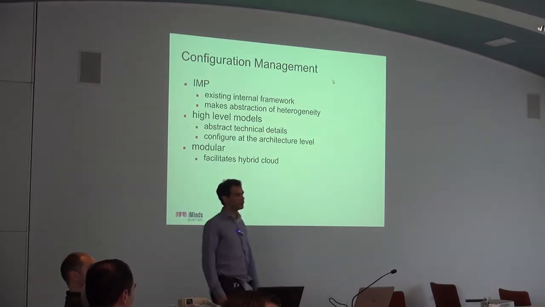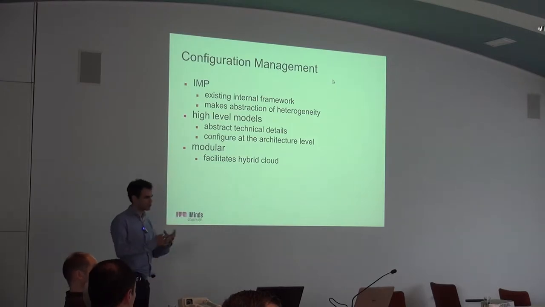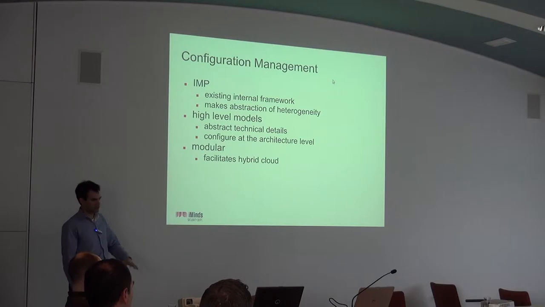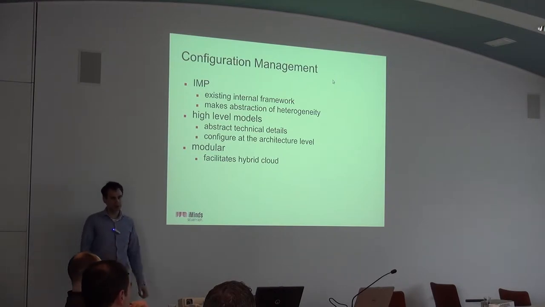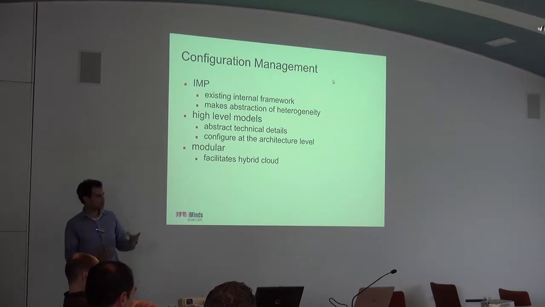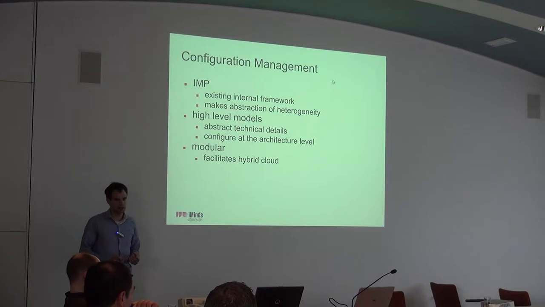So the configuration management system that pushes out all the data is called IMP, the Integrated Configuration Management Platform. It's a framework we've developed here in basic research track. And it's a system that makes abstraction of heterogeneity. It creates high-level models that make abstraction of technical details. So it allows us to specify things at the architecture level. Like we can say, we want 5 virtual machines, and the first one is already appearing.